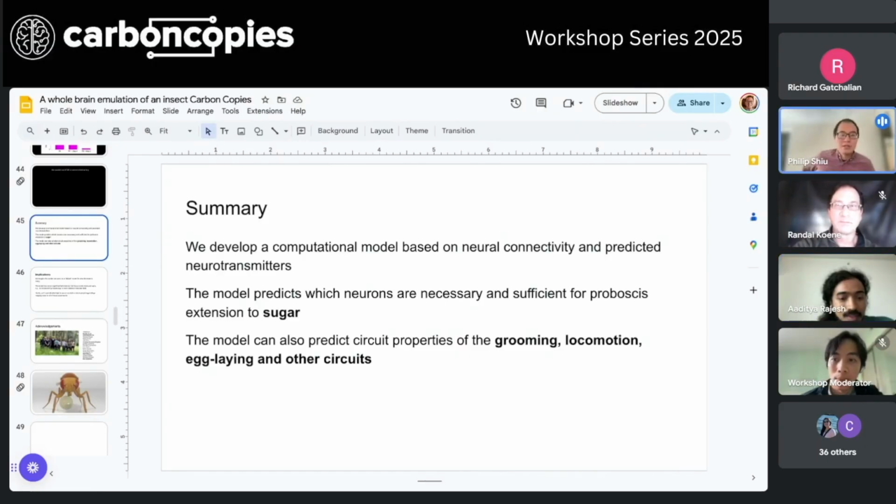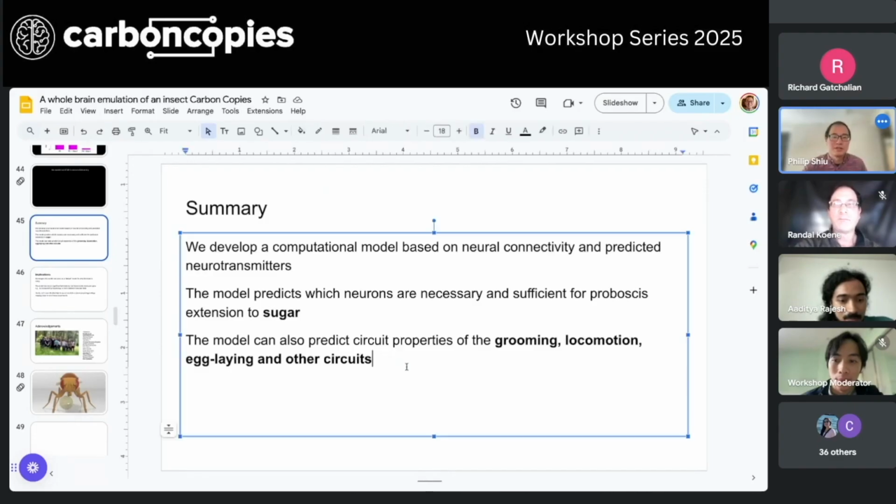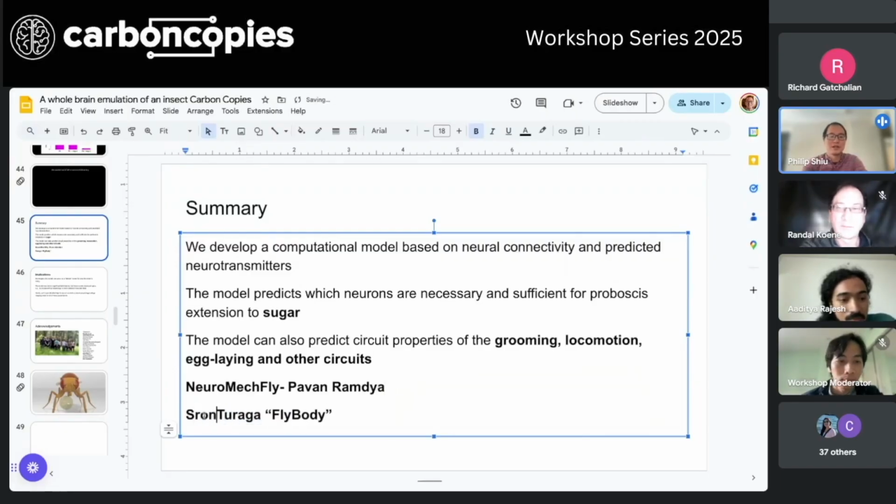Yeah, so it's called NeuroMechFly is one, and then there's the other one, I think it's called Fly Gym, Fly Body. I can look into it, but this is from Auke Ijspeert, and the other embodiment infrastructure is, I think, from Srinivas Turaga. If you look those up, I think you should be able to find them. Awesome, thank you. Yep.